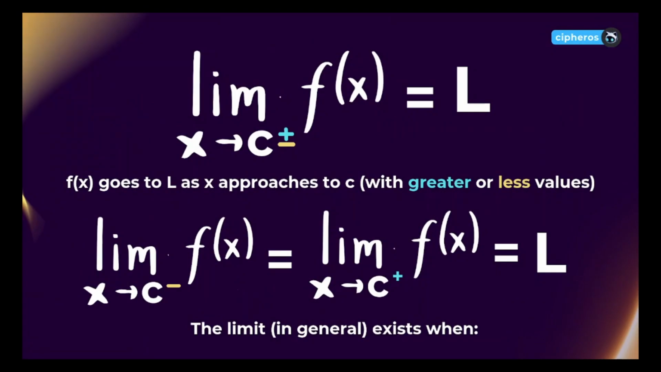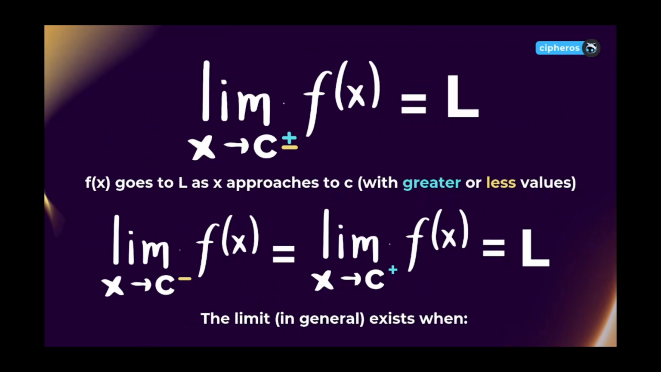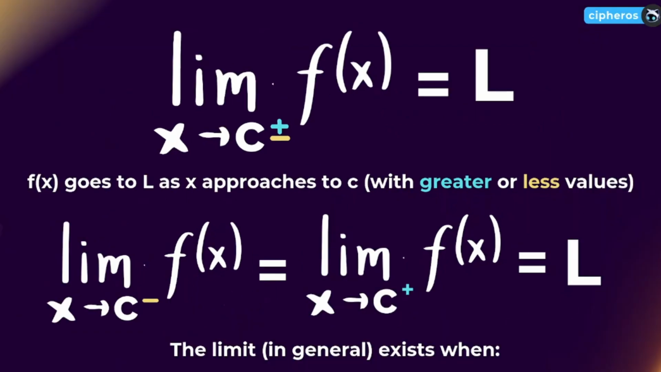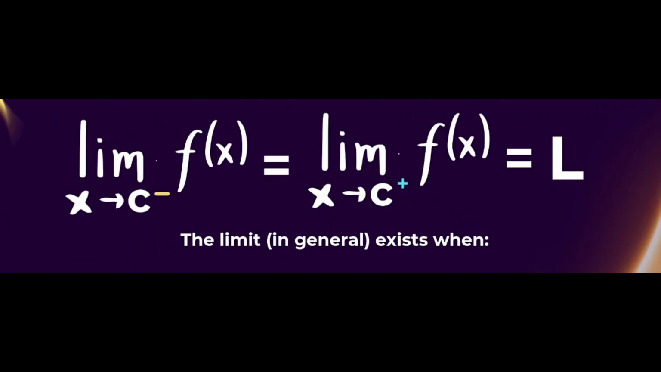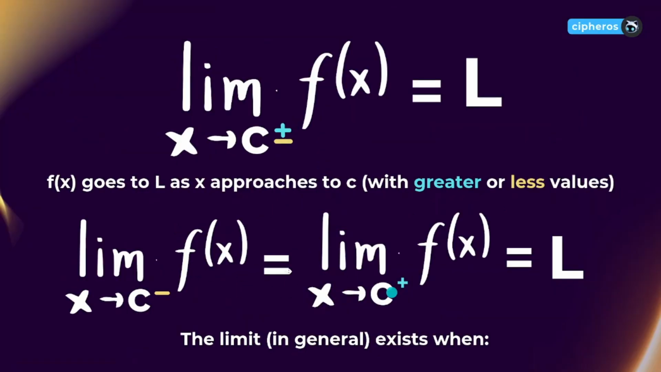In other words, f of x goes to L as x approaches c from greater or lesser values. This is an expansion of the already known definition of limit. The limit in general exists when these two values are the same. So we have three notations for limits: from lesser values, from greater values, and in general, when we don't specify the sign. If these two are equal, it means that the limit in general exists.